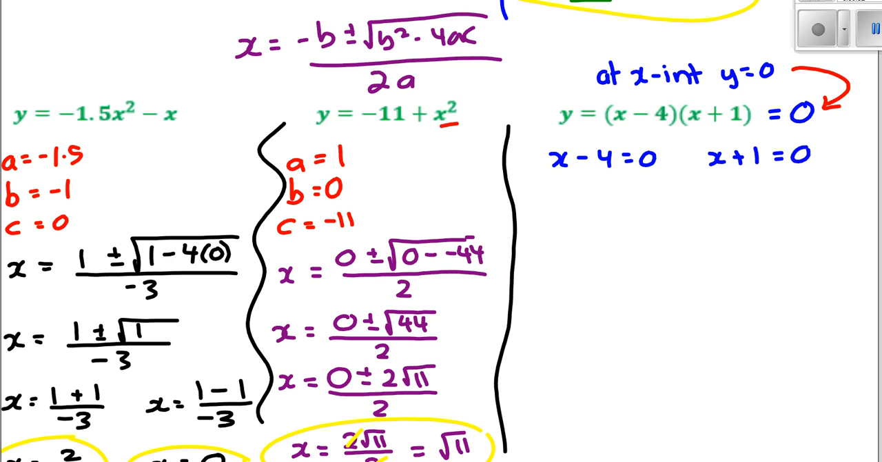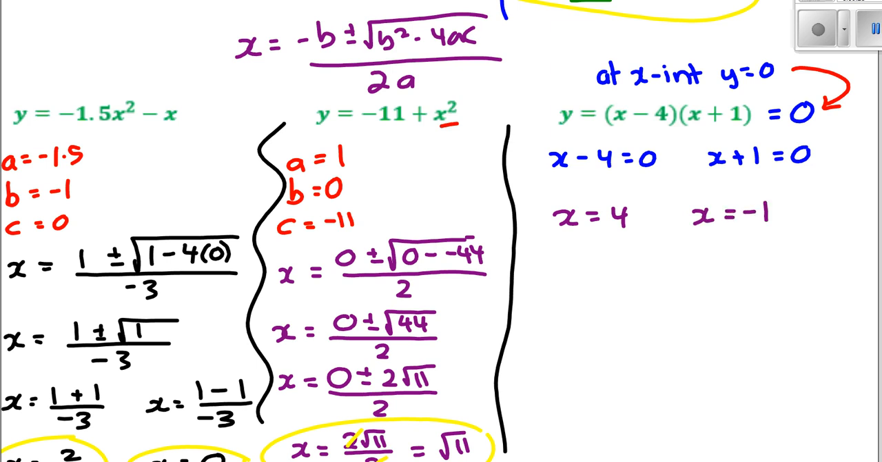So imagine that one's not there. What's x? If x plus 1 equals 0, what's the answer? And then imagine the other one's not there. x minus 4 equals 0. What's the answer? And hopefully you just got the lovely answers. x equals 0 plus 4, x equals 0 minus 1.